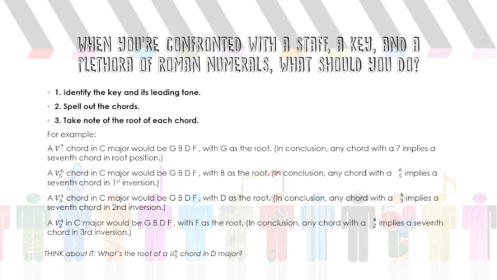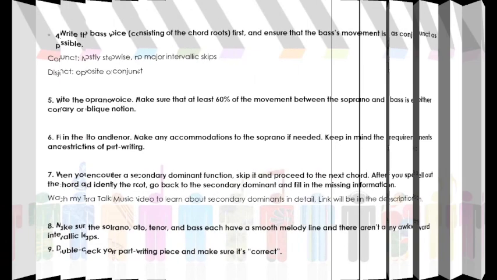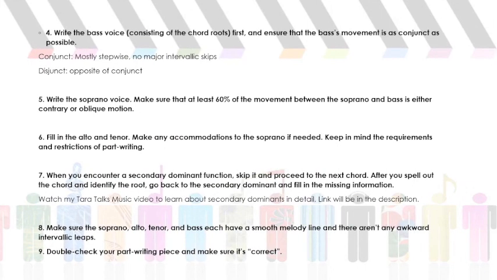So let's think about this. What's the root of a 2-6-5 chord in D major? The next step is to write the bass voice, which consists of the chord's roots first, and ensure that the bass's movement is as conjunct as possible. But what does that mean? Conjunct means that the melody is mostly stepwise and you don't have major intervallic skips. And disjunct means the opposite of that, so there are many intervallic skips that are higher than a major third.